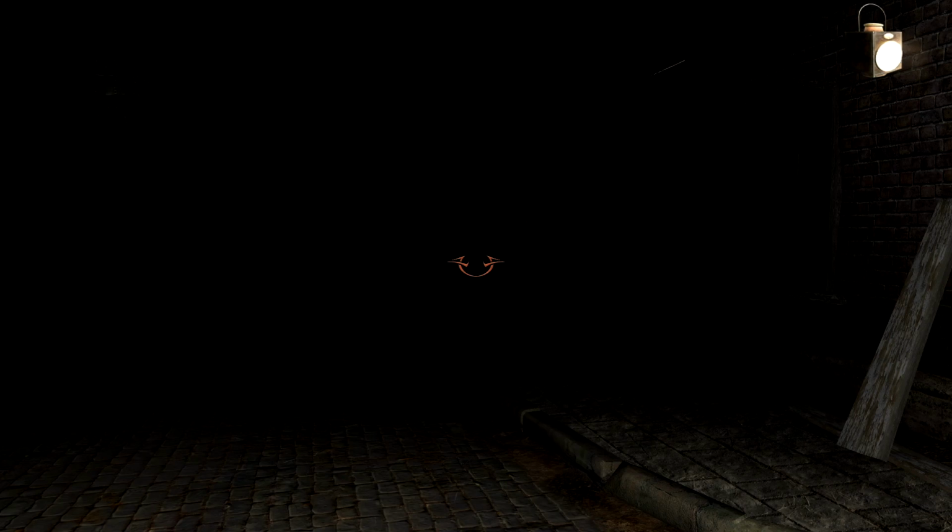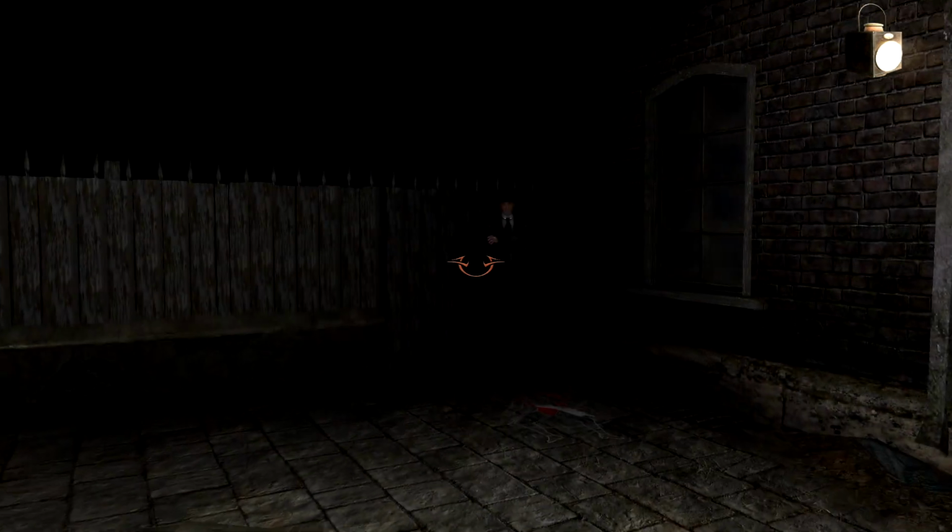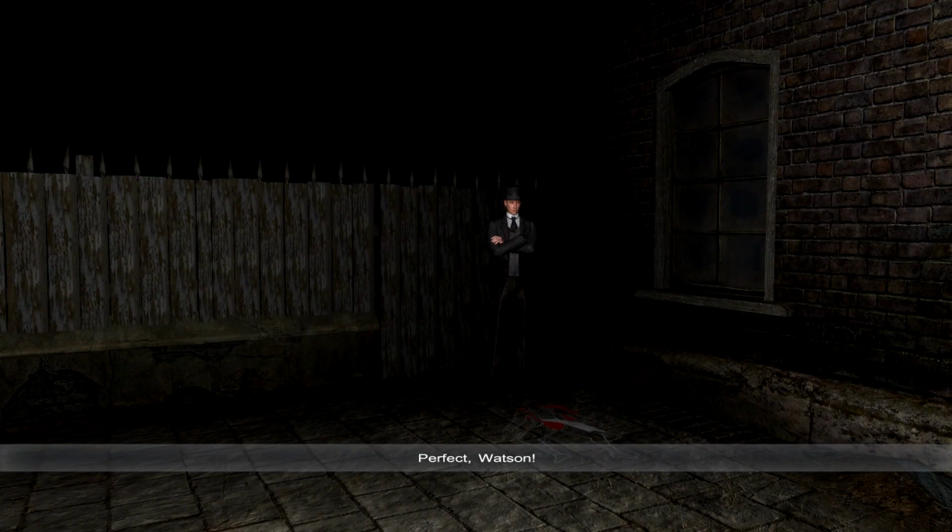Okay. Get your lantern out, Watson. There you go. I see you, Holmes. Perfect, Watson.